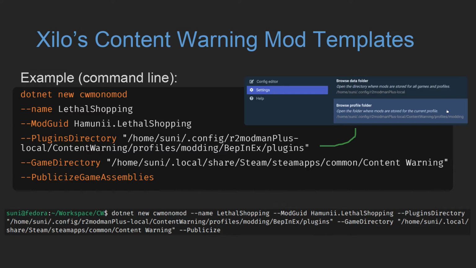I have named my mod Lethal Shopping and set the GUID as harmony.lethalshopping. The GUID is a unique identifier for your mod. The plugins directory is where our mod's DLL file will get automatically copied to when we build our mod. The game directory is used for referencing assemblies from the game.